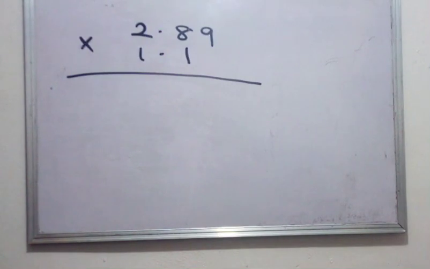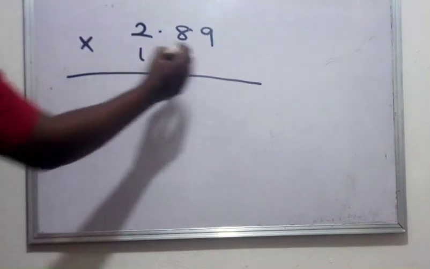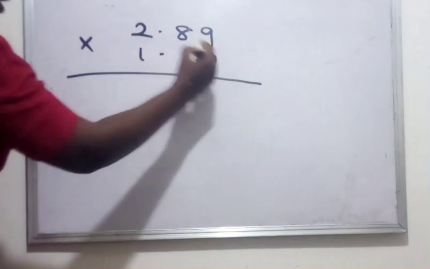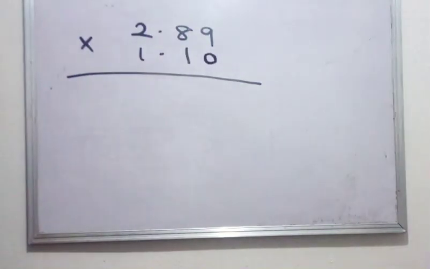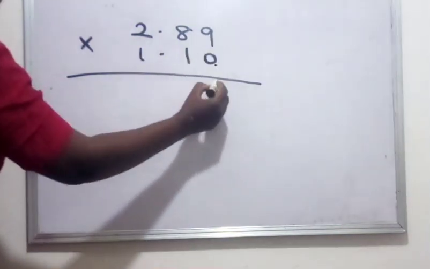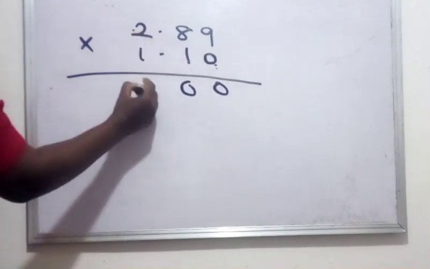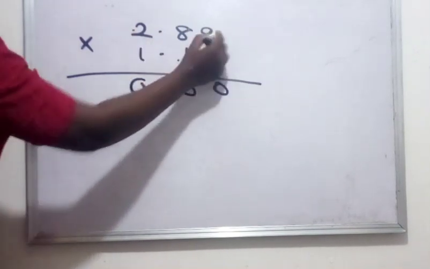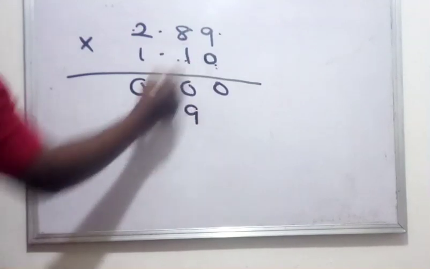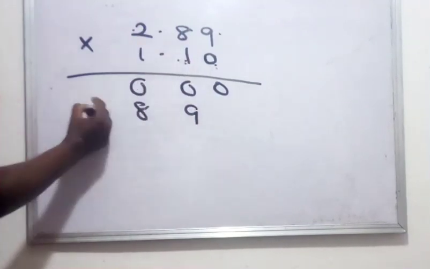For the sake of ease, we introduce a 0 at this point to make it look like the one above. Remember, 0 after decimal points really does not have a value, but in this case it might be useful. So then we use the long multiplication method. 0 times 9 gives us 0, 0 times 8 gives us 0, 0 times 2 gives us 0. 1 times 9 gives us 9, 1 times 8 gives us 8, 1 times 2 gives us 2.